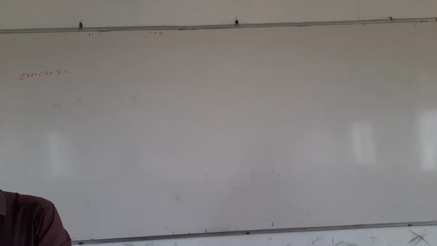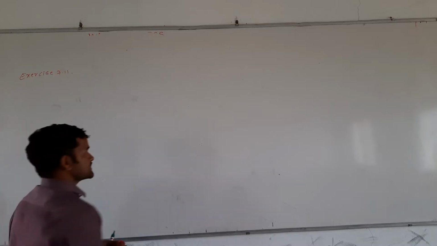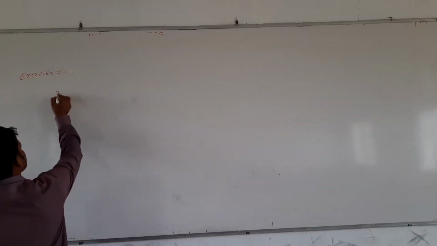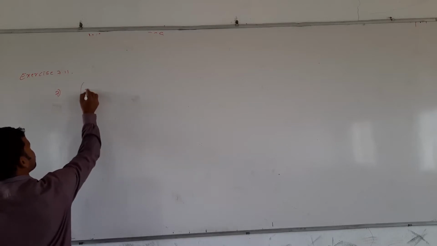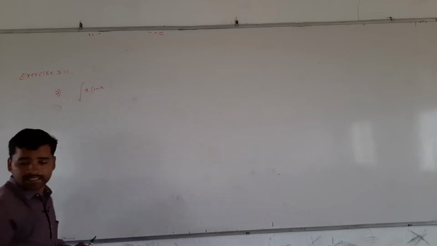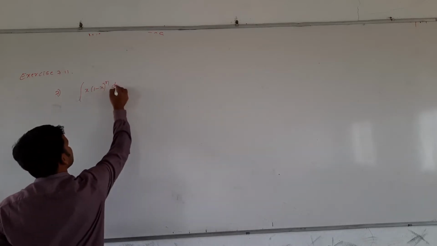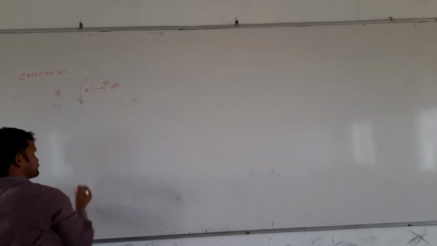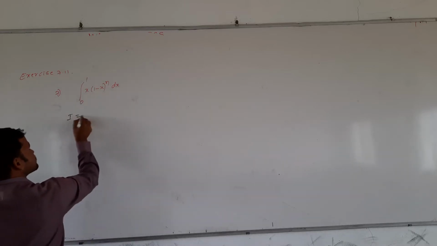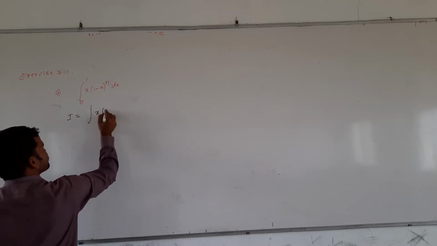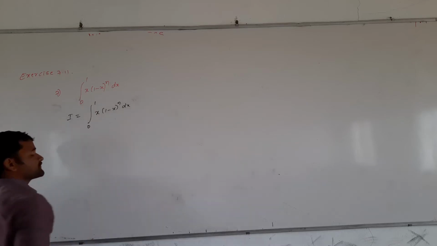Okay, this is about question number 6. Let me take question number 7. Question number 7 in exercise 7.11 is the integration of x into 1 minus x whole raised to n into dx from 0 to 1. Very simple it is. Let me take I is equal to integration of x into 1 minus x whole raised to n into dx from 0 to 1.